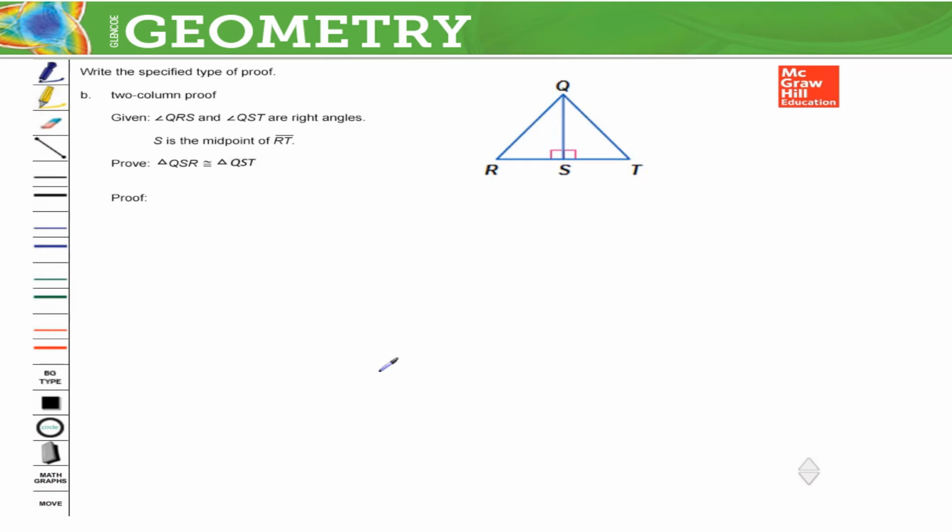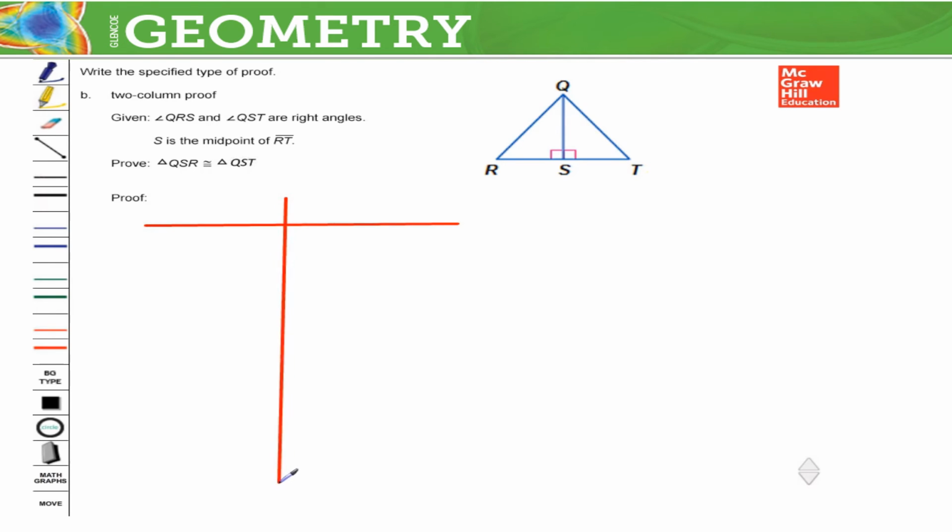Part B, two-column proof. Given: angle QSR and angle QST are right angles, and S is the midpoint of segment RT. Prove: triangle QSR is congruent to triangle QST. So our two-column proof is exactly that. We have two columns.